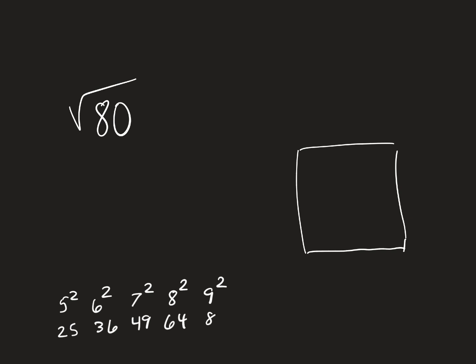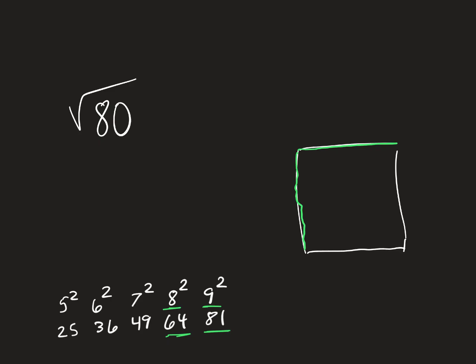9 squared is 81. Okay, so if someone asked me to approximate where on the number line this square root is, I know it's somewhere between 64 and 81, which means it's somewhere between 8 and 9 on a number line. That's helpful for me to know that the length of this square here and here is somewhere between 8 and 9. It's in between those two.